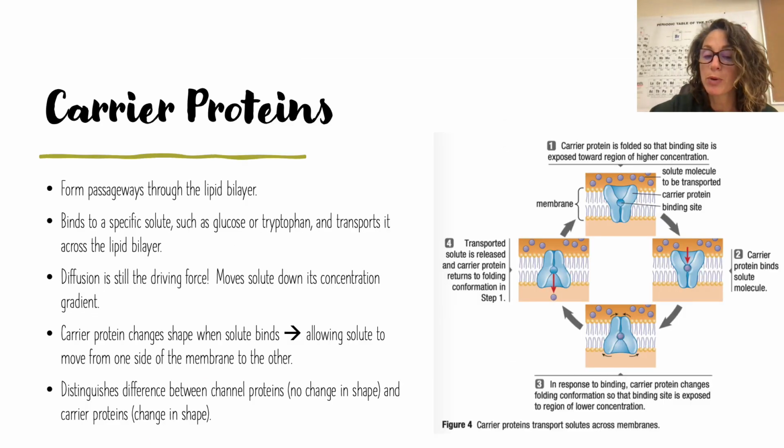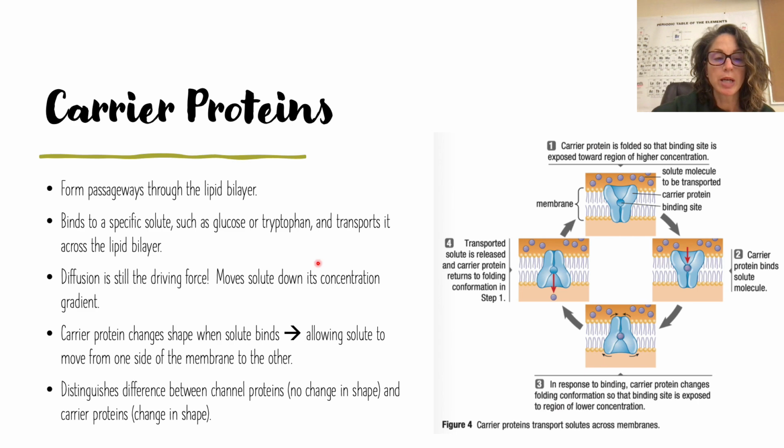Okay, we also have carrier proteins, and these are extremely helpful in getting substances through the cell membrane. And again, this is going to create a passageway, and remember that the solutes are still moving along their concentration gradient. So they're going to go from a high concentration to a low concentration. We just need a little bit of help sometimes, maybe because of the size of the molecule.